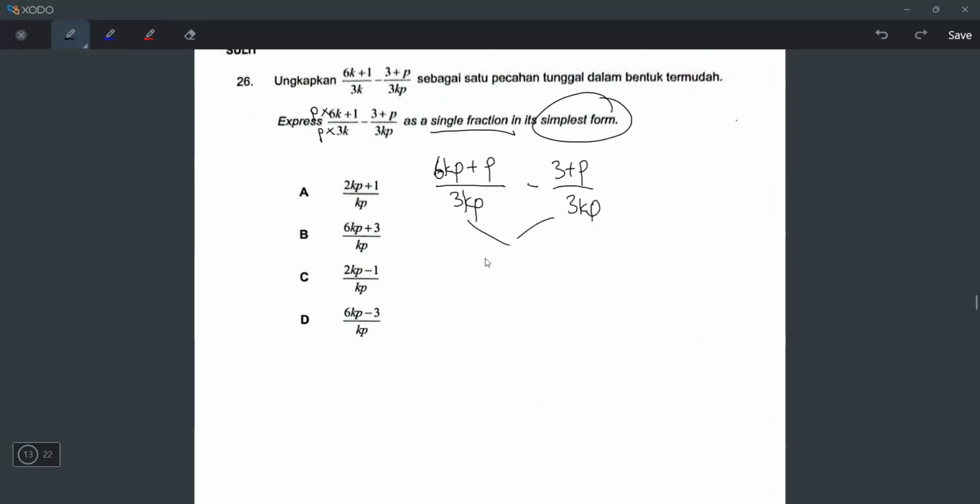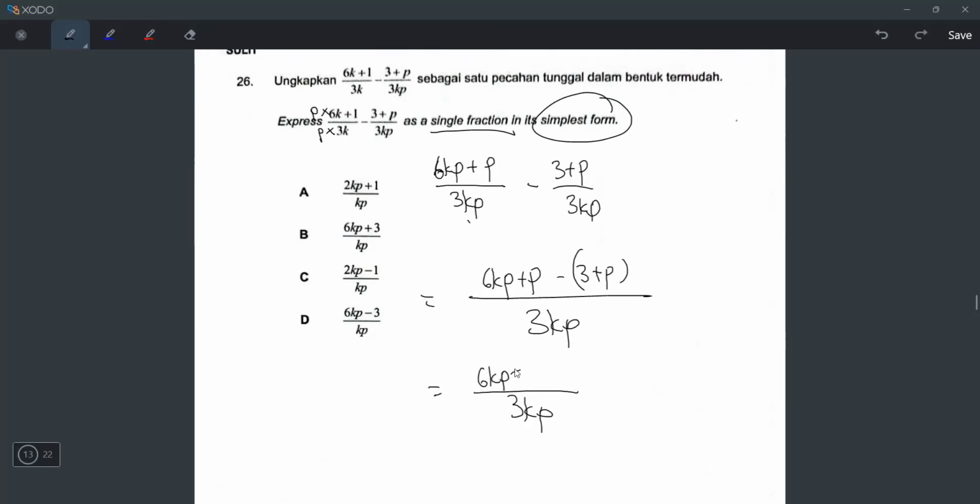Now I can merge these two fractions into one fraction because now they have the same denominator. So when you merge, it becomes 6kp plus p minus with what? Minus with 3 plus p. But you have to put bracket. If you don't put bracket, wrong. Okay, because the minus plus will become minus later on. So no bracket, wrong. Now it will be 3kp and then 6kp plus p minus 3. Okay, open the bracket, the plus p become minus p. But if you don't open the bracket, then wrong. Because if you don't open bracket, you thought it's plus, but actually it's minus. Okay, now you left with this. P minus p is 0. So the answer is 6kp minus 3 over 3kp.